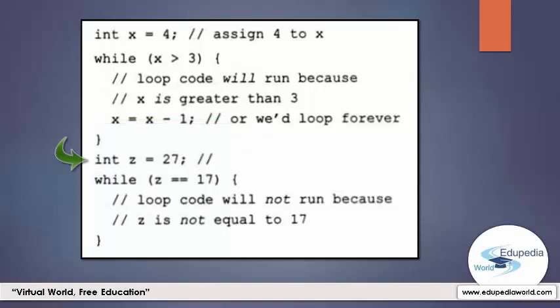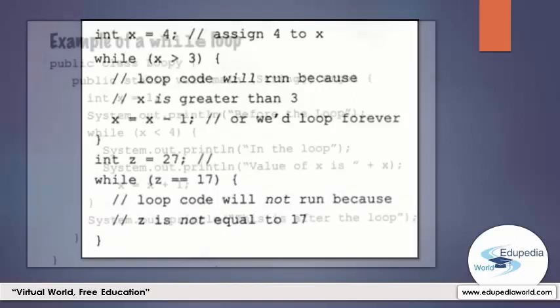So outside of the loop, the first statement we will come across is int z equal 27. So we are declaring and initializing another variable. And here is the second while loop: while z is equal to 17. Now the value of z is 27 and it is not equal to 17. Therefore we cannot go inside of this loop.